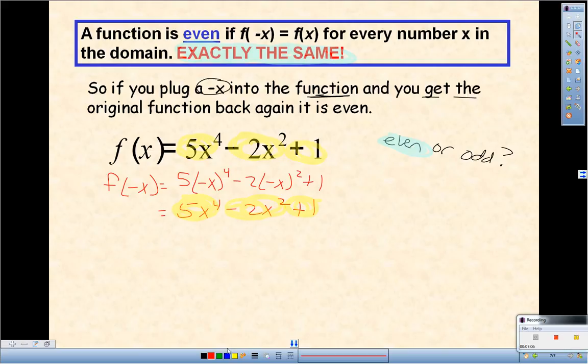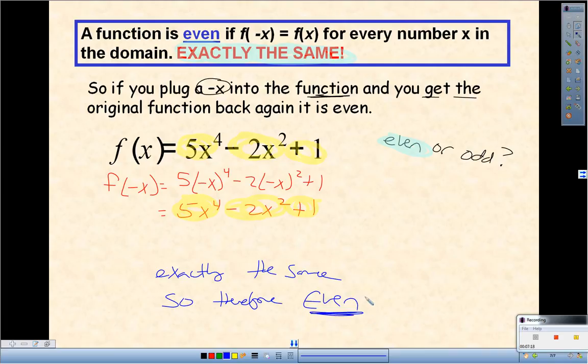They are exactly the same, so therefore it does have symmetry, and it's an even function. And you could verify that if you plug the original function into your graphing calculator and look at the graph, you could verify that it is symmetric along the y-axis. Alright, so again, can't stress that enough. Plug in -x. If your function is exactly the same, it's going to be even.